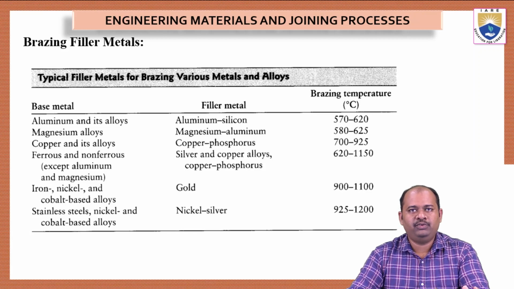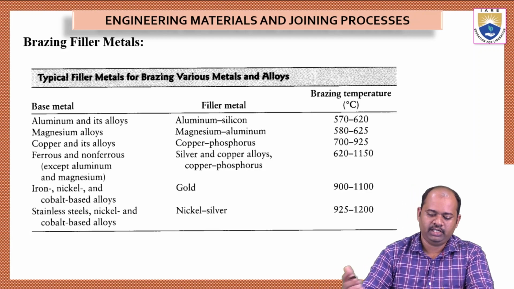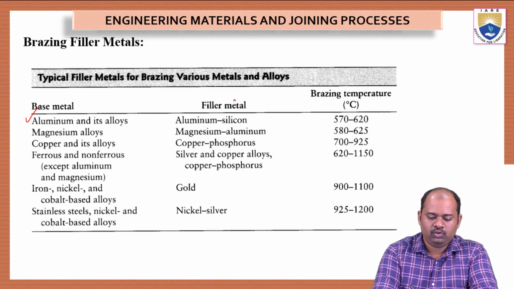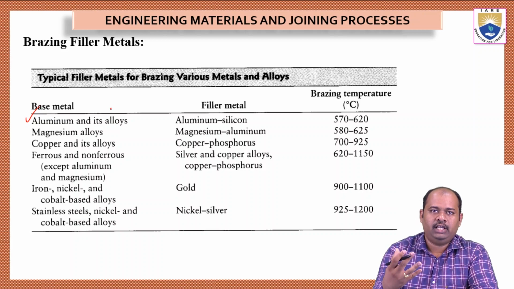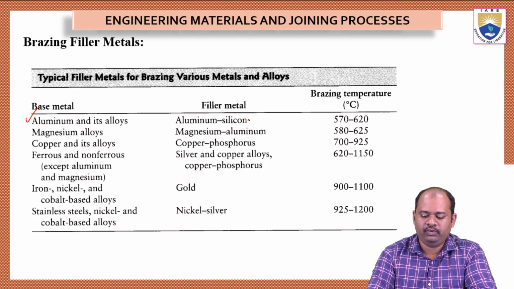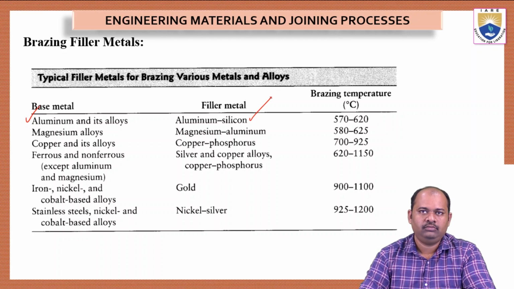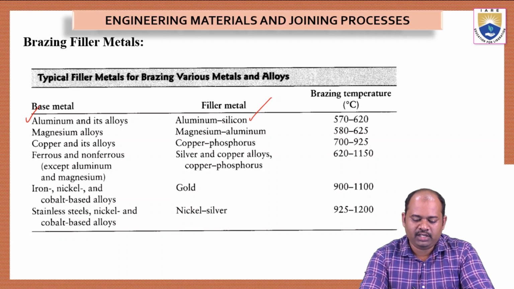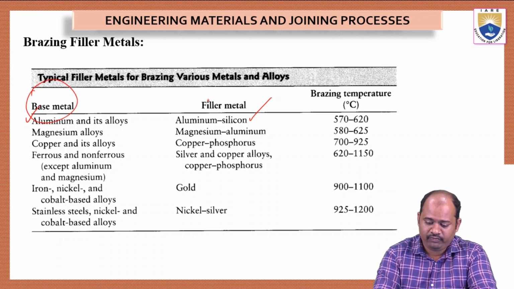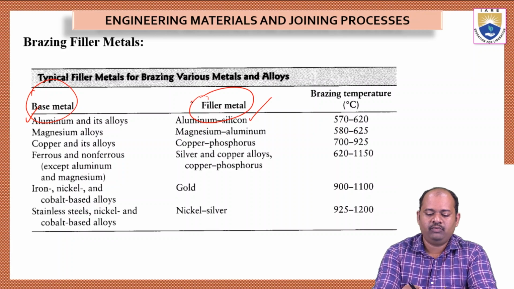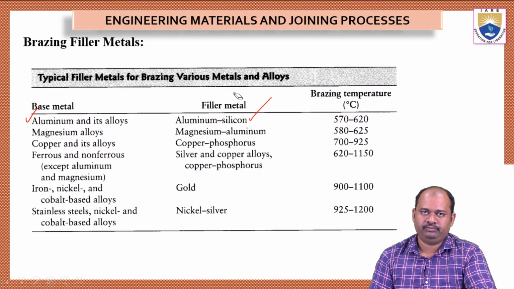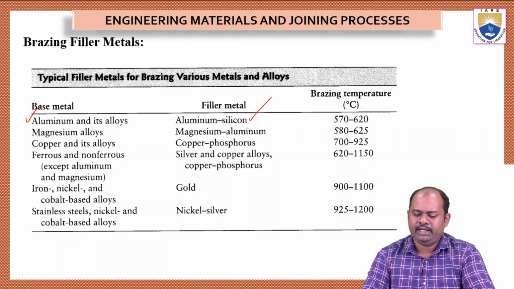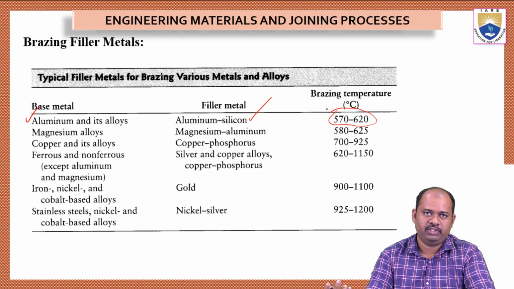And then we have different types of filler metals that are used for the brazing technique. For aluminum and its alloys as base metal, we should prefer aluminum silicon. The filler material selection is shown in this table. Here we have the base metals, and then we have filler metals. Depending on the base metal, we have to choose a particular filler metal. So for aluminum, we have to choose aluminum silicon, and its brazing temperature is about 570 to 620.